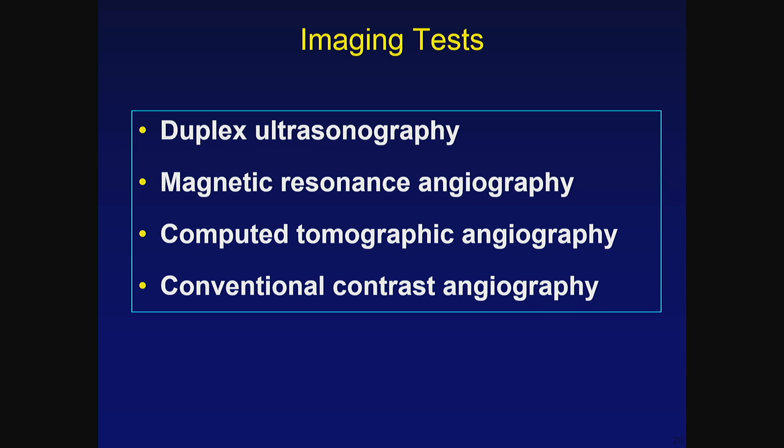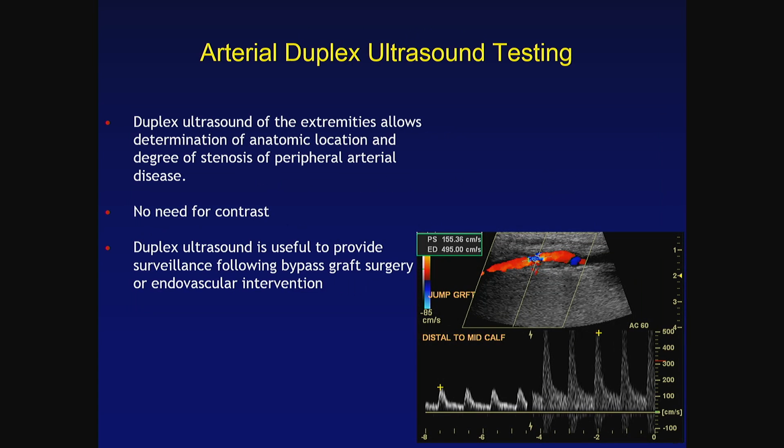Additional imaging and diagnostic tests are listed here: duplex ultrasonography, MRA, computed tomographic angiography are the three non-invasive modalities, and of course conventional contrast angiography is still available, though it is rarely used for diagnostic purposes alone, usually when an intervention is planned or when it's performed for the purpose of surgical bypass graft surgery planning.